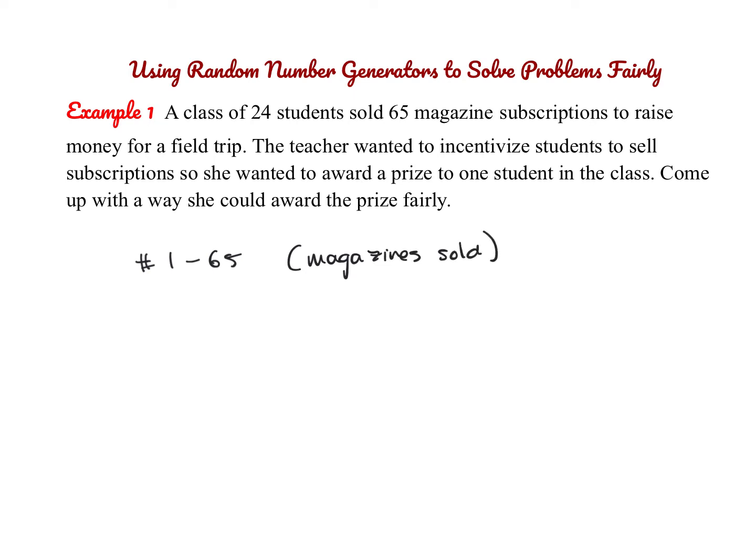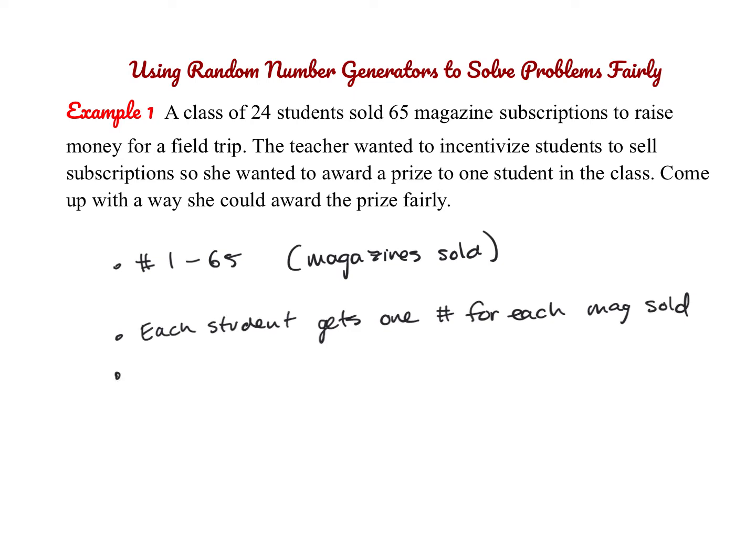And then imagine you take each of those numbers and you write them on a slip of paper. So each student gets one number for each magazine sold. So if you sold 1 magazine, you just get 1 number. If you sold 5 magazines, you get 5 numbers.